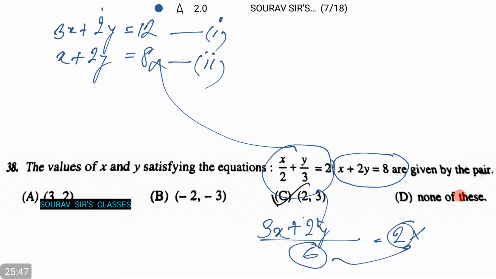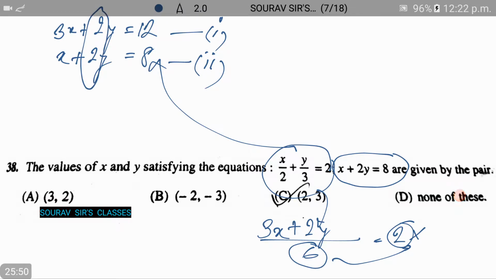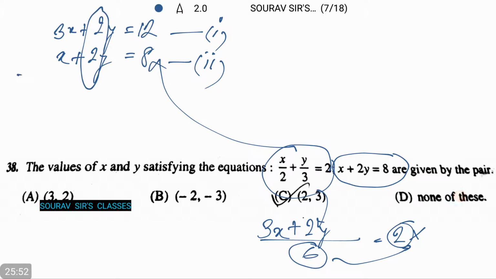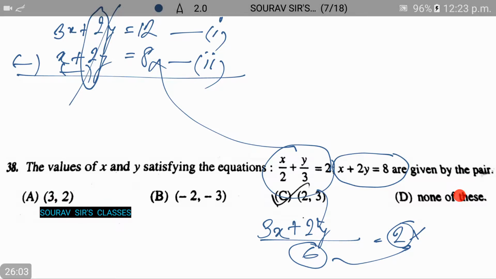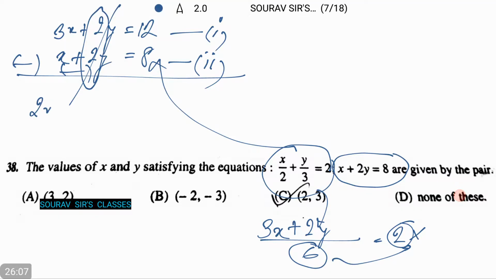Here we can observe something: the coefficients of y are the same, so we directly subtract 2 from 1. No need to multiply anything like the previous sum. We directly subtract this and we have 3 minus 1 is 2x equals 12 minus 8 is 4, so x equals 2. That's the value of x.